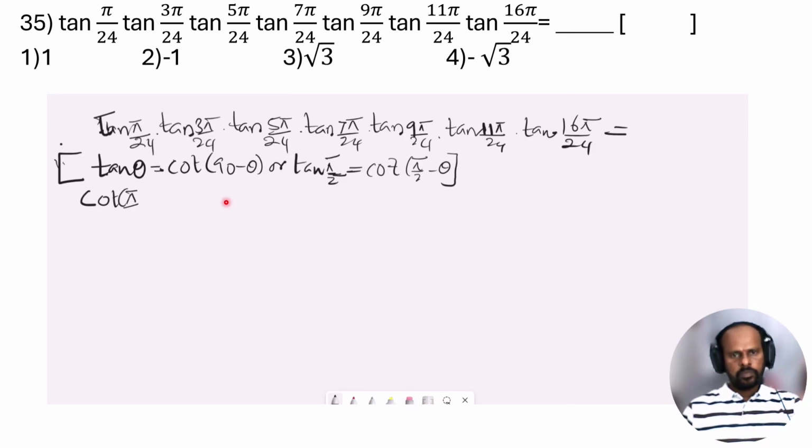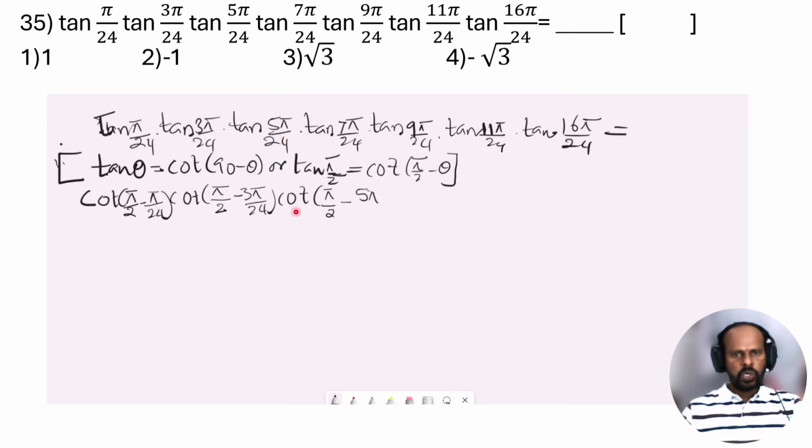So this is cot. Tan theta equals cot of 90 minus theta, I am writing here. Next, also tan 3 pi by 4 equals cot of 90 minus theta. And next, tan theta equals cot of 90 minus theta, where theta is 5 pi by 24. And the remaining three terms, 1, 2, 3, I am writing as it is, not changing anything.